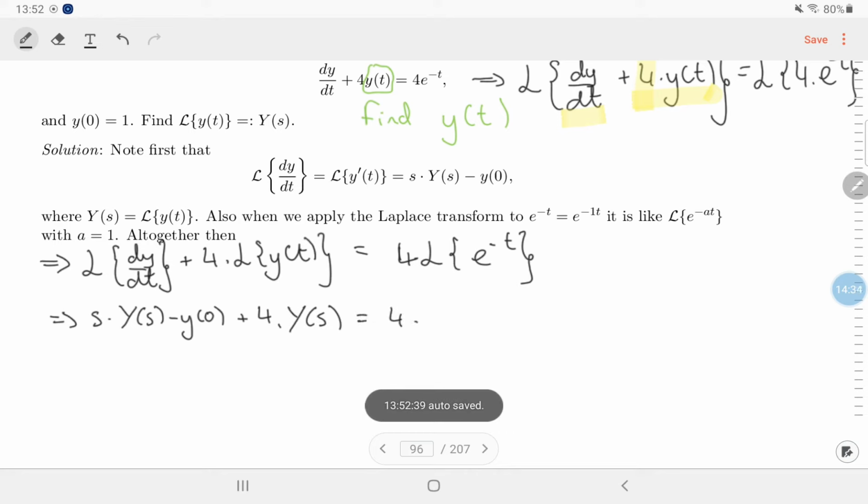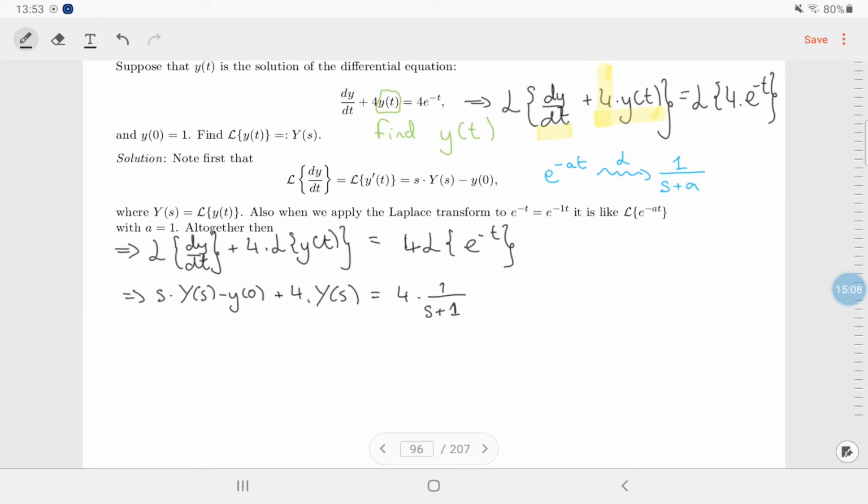Equal to 4 times. Now what about this e to the minus t? Well, there's something in the tables that says that the Laplace transform of e to the minus at is 1 over s plus a. We will get these tables to you. So e to the minus t is e to the minus 1t, so it's like a equal to 1. So 1 over s plus 1.